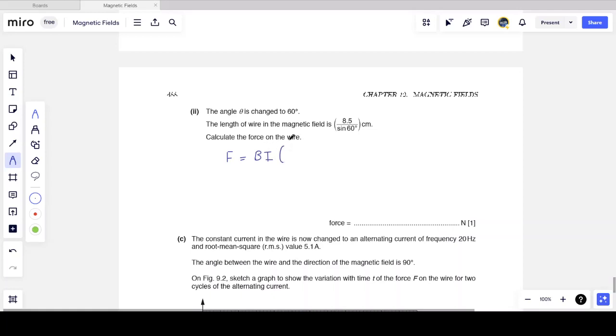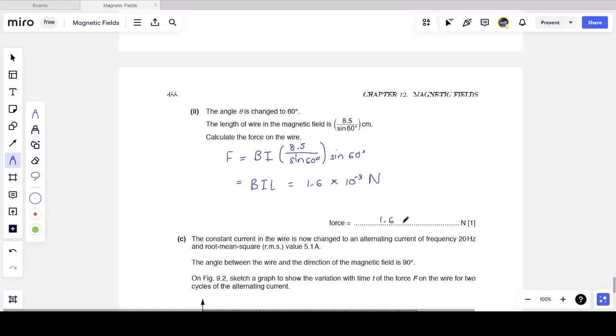The length now, L, is 8.5 over sine 60 degrees times the sine of theta, sine of, oh, I see, times the sine of 60 degrees. And so this simply becomes BIL, just like it was before. I don't need to do this calculation because I've already done it in the previous part, and I got 1.6 times 10 to the minus 3 newtons.